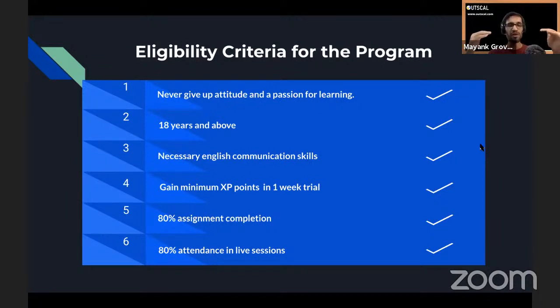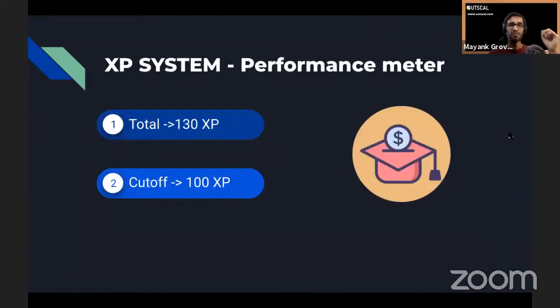But point number 4, we are a game education company. We love game systems. As a result, you will be getting XP for everyday things that you do, both on attendance, both on your submissions. And at the end of the 1 week, if your XP is below a certain level, you will not be eligible for the program. Okay. This will automatically indicate at the end of the week, the 1 week trial, if your XP is below 100, you will not be eligible at all, no matter what.